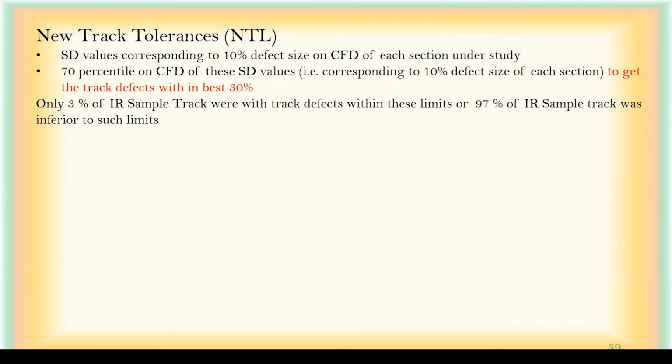Now for deciding new track tolerances, what has been done, you can see. First of all, the entire defects were plotted statistically, and a cumulative frequency diagram was prepared. Let's see it first. So this is the CFD of unevenness. It means what percentage of track has what defect, and by making a table of statistics we can plot CFD.